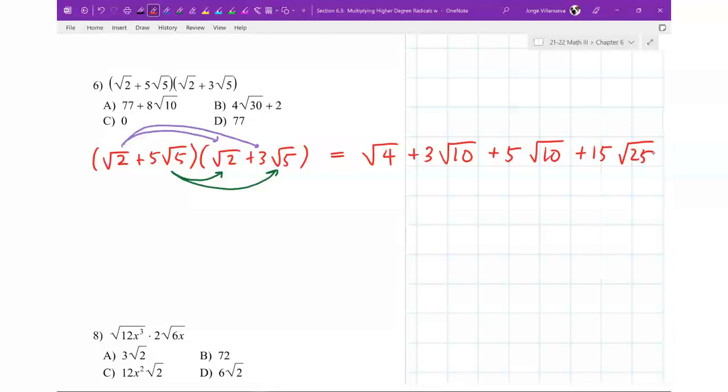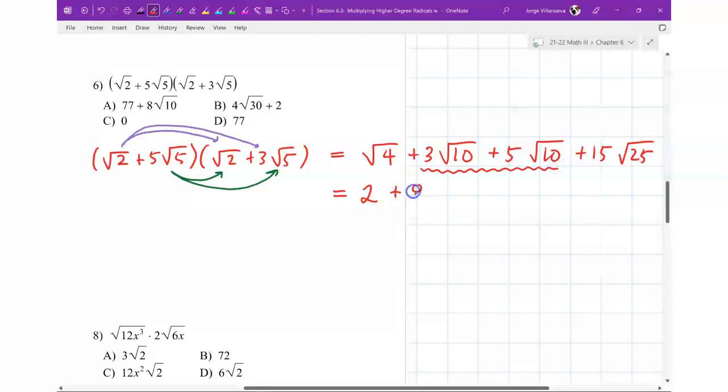So now let's start simplifying. What's the square root of 4? 2. Now you notice these are like radicals. So 3 plus 5 is 8, so I'm going to put 8 radical 10. And then I have 15 times the square root of 25. What's the square root of 25? 5. So let me just simplify that. 15 times 5.